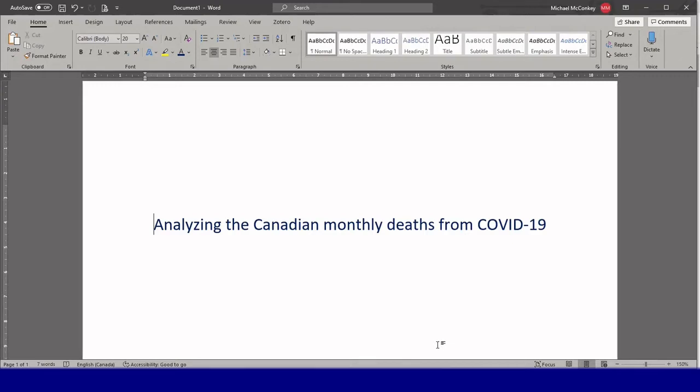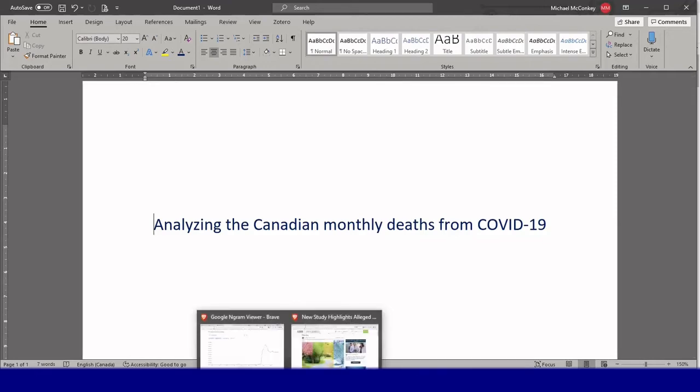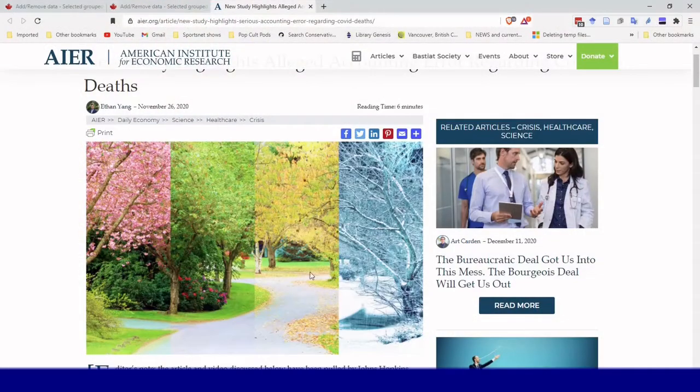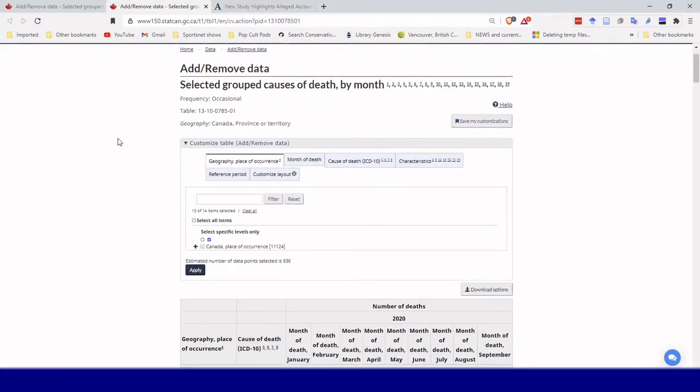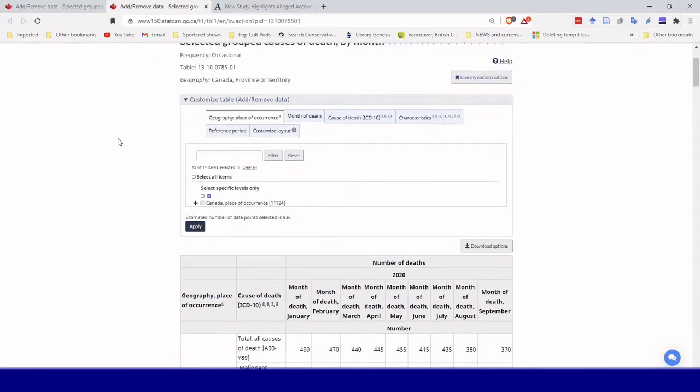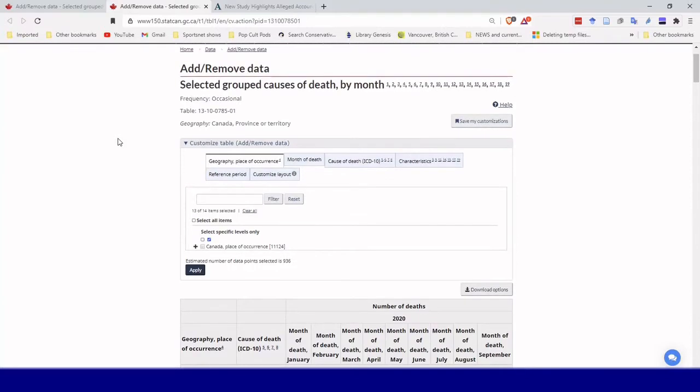So here's how I proceeded. I'll give you a breakdown of what I actually did. I went to the, let's go back here, I went to the Statistics Canada website and found this, whatever you call these, sort of a dynamic table where you can tailor it to the results you want.